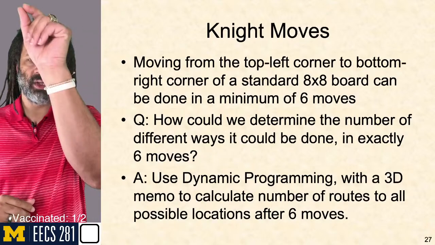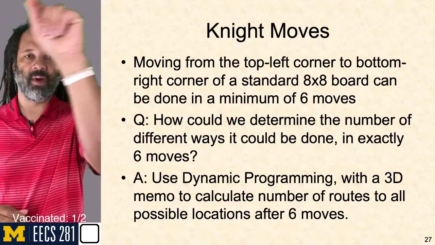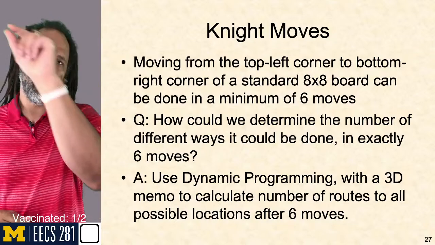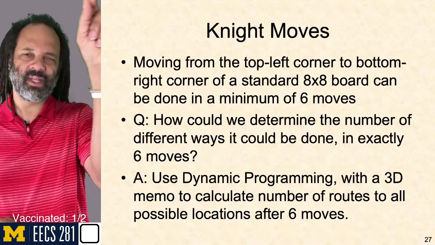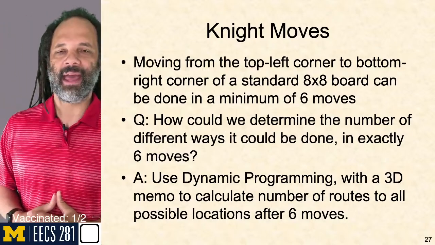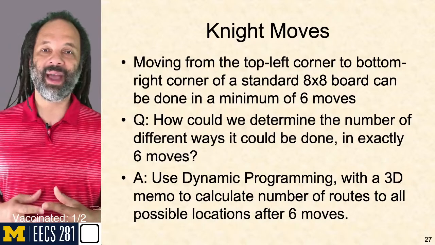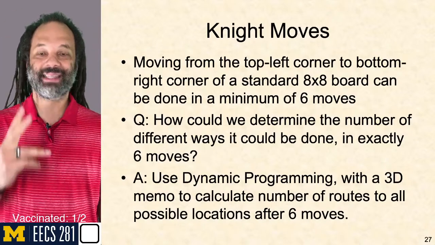Because you can understand that I can move down first and then across, or maybe I move across first and then down, or maybe I move across a bit and then down some more, or I'm going to move across most of the way and then all the way down, and so on. There's a bunch of different ways I can get there. And the question is, how do I count how many ways I can get from that top left corner to the bottom right in exactly 6 moves?